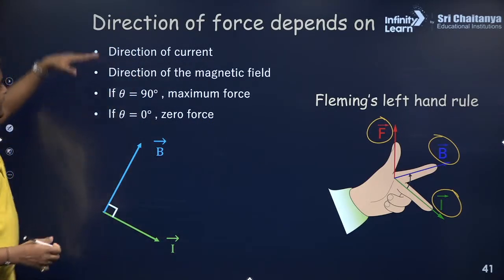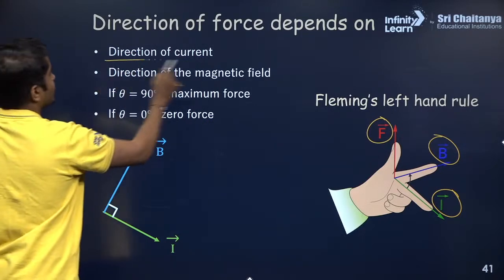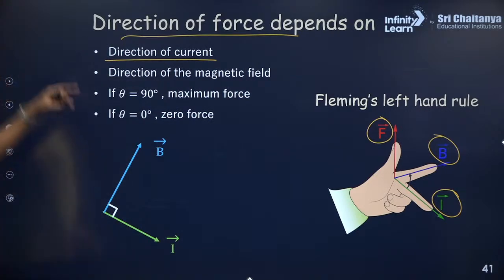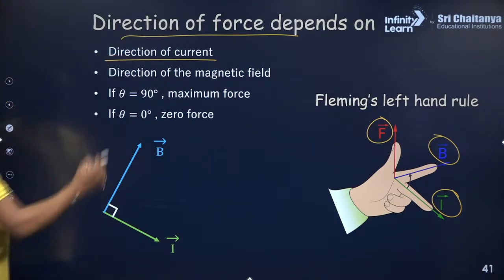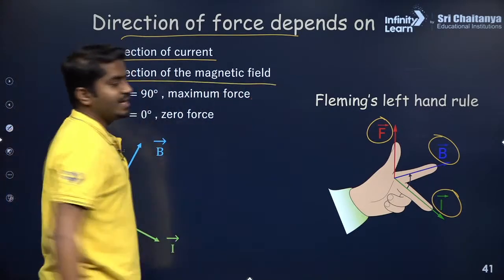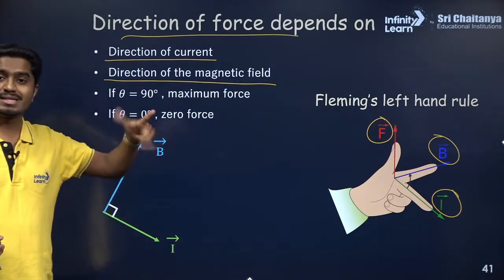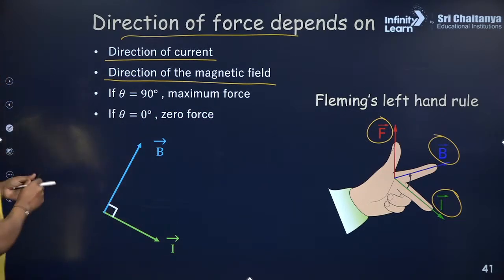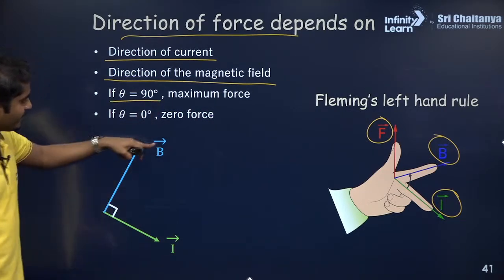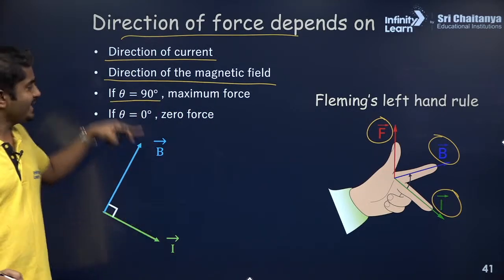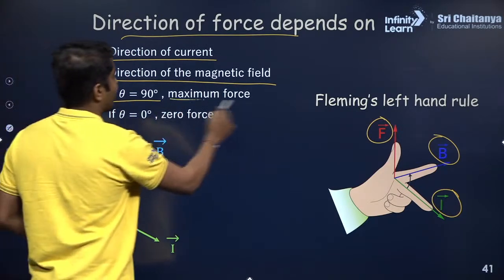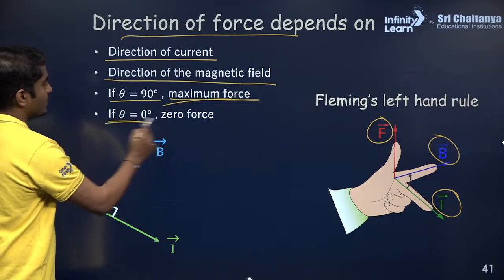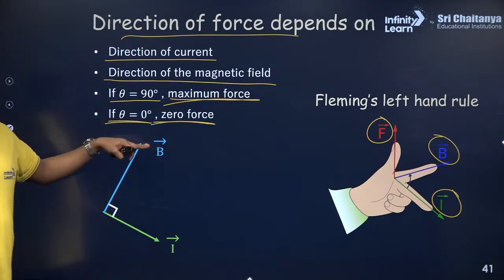So now the direction of the force depends on the direction of the current as well as the direction of the magnetic field. That is why we can use this left hand rule, Fleming's left hand rule. If the angle between the magnetic field and current is 90, then the force would be maximum. But if the angle is 0, then the force would be 0.